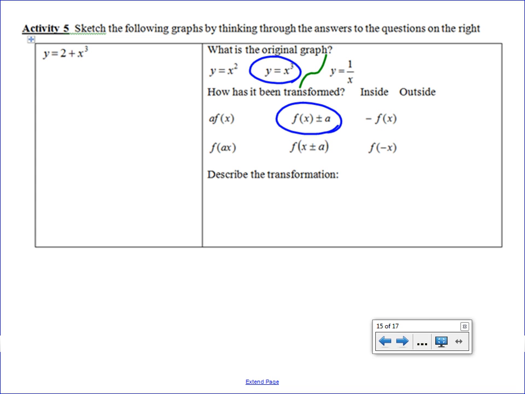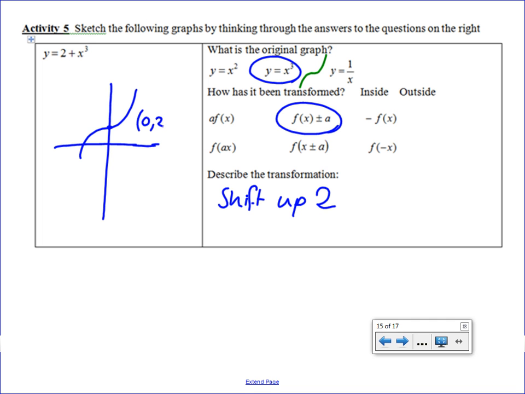Which moves the graph how? Shifts it. Yep, shifts it. Shift up 2. Up 2, perfect. Because we know what the original graph looked like, and we know it's going up 2, so it should be fairly easy to draw. Excellent. Fantastic. 0, 2. Very good.